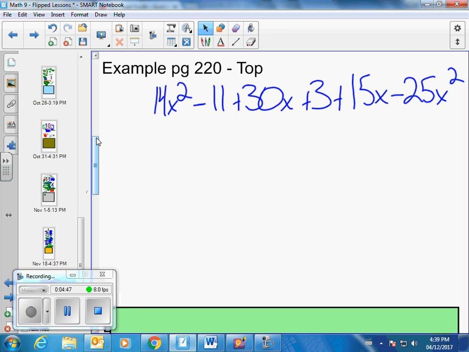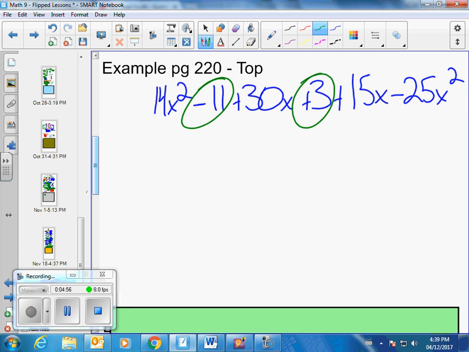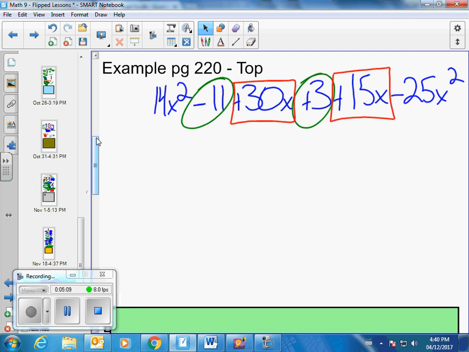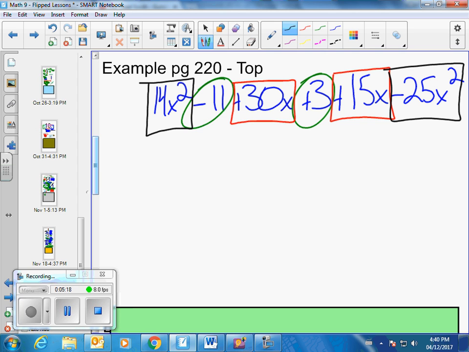So first step is to group like terms. I always like starting with my standalone numbers. So I've got -11 and +3 here. Next up, I'm going to look for terms with only one variable. So I have positive 30x, positive 15x, and then I'm looking for any terms that have variables with exponents. So I actually have 14x squared and negative 25x squared.